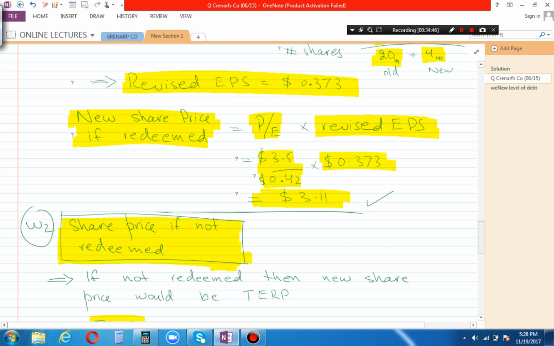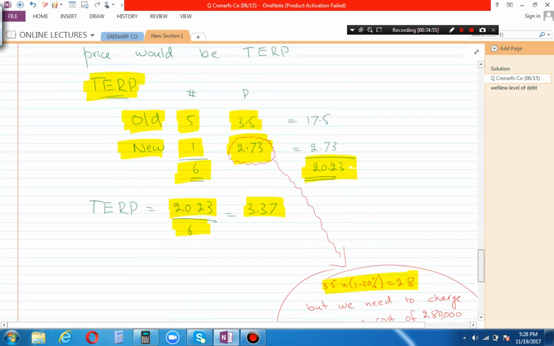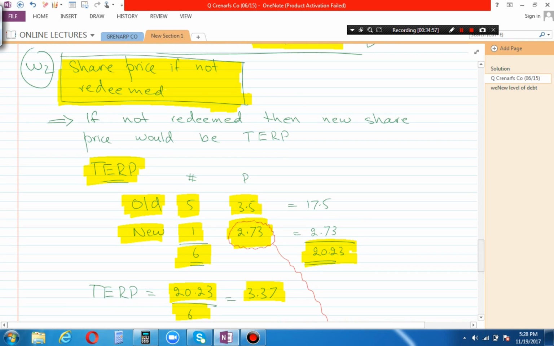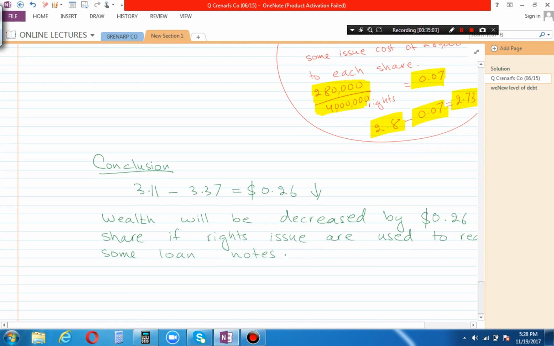So you have calculated the share price if redeemed. Then you have to calculate your share price if not redeemed. And we said that this will be the theoretical ex-right price, and it was 3.37. And if the share price has decreased, then it means that we should not use it to redeem the loan notes.